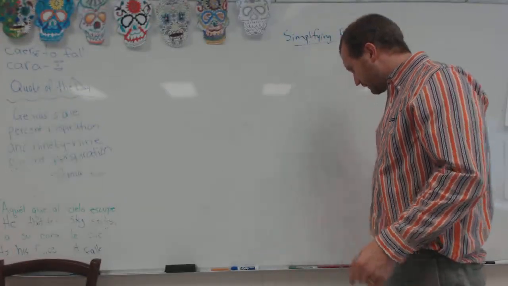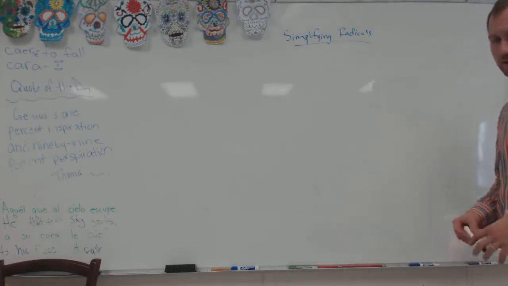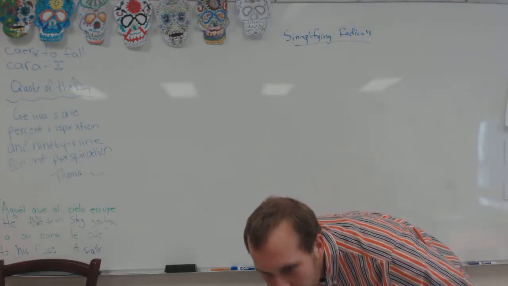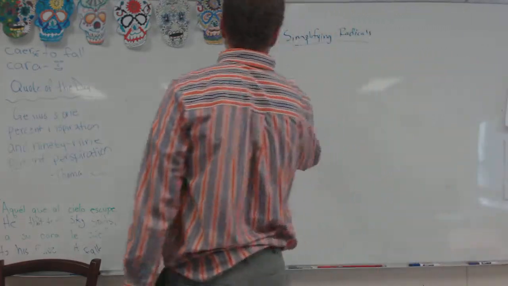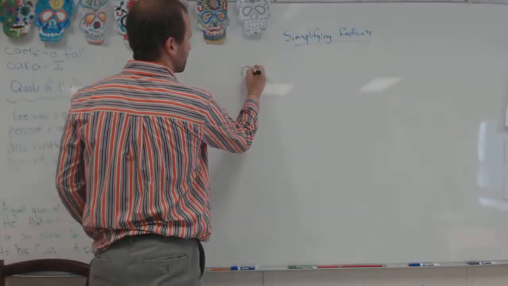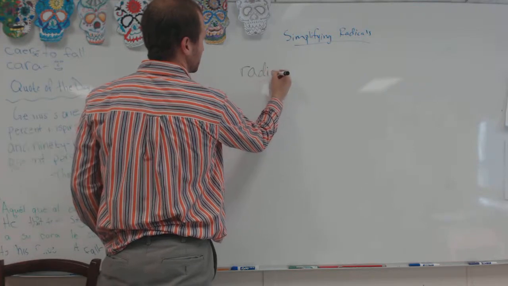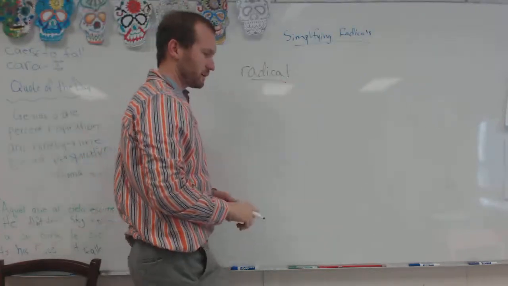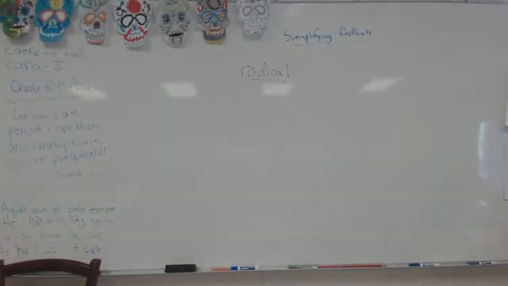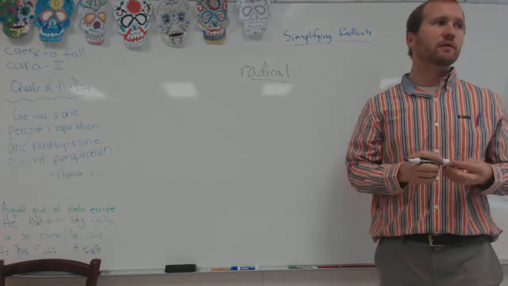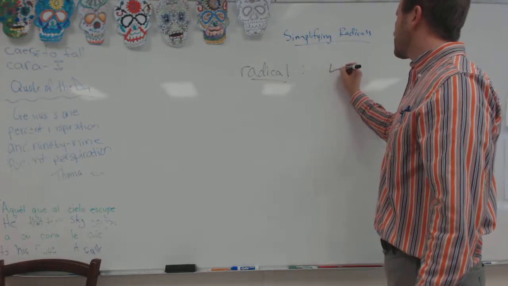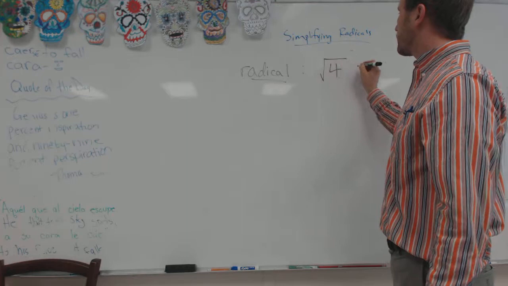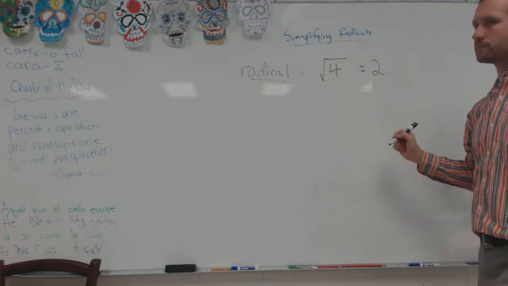Alright, simplifying radicals is our topic for today. Looks like that's pretty visible. So what is a radical? When we use this word, a radical. Radicals, the most common radical is the square root. So if I said the square root of 4, that would be 2.